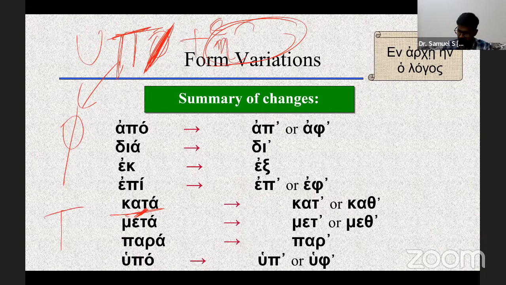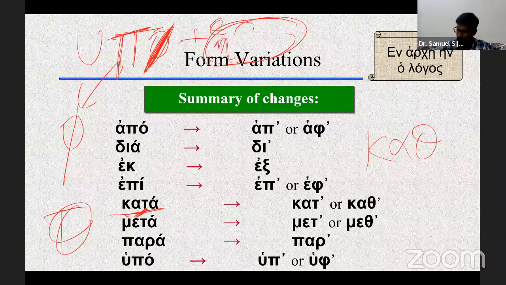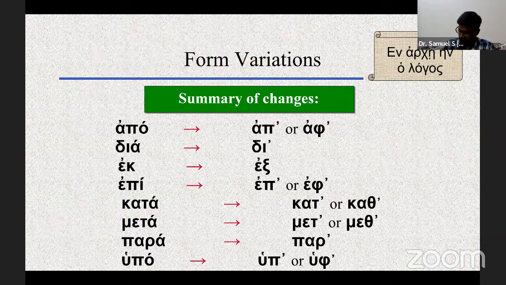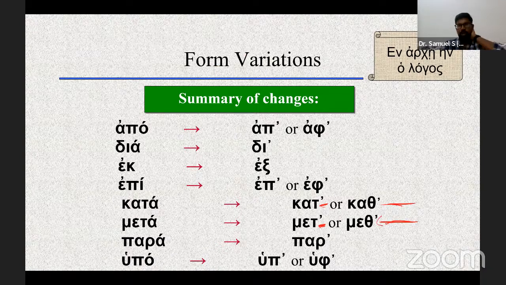Tau will become a theta. So oftentimes you'll see kath. Why? Because the next word is a vowel with a rough breathing mark. So whenever you see these forms, don't get confused. Remember these variations in prepositions.